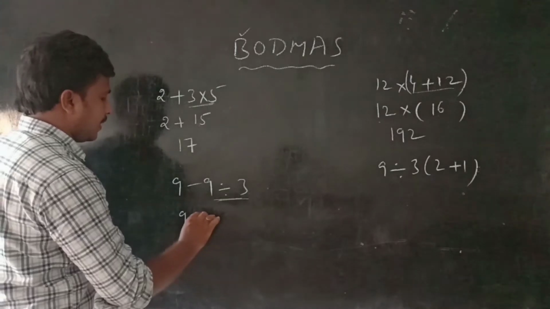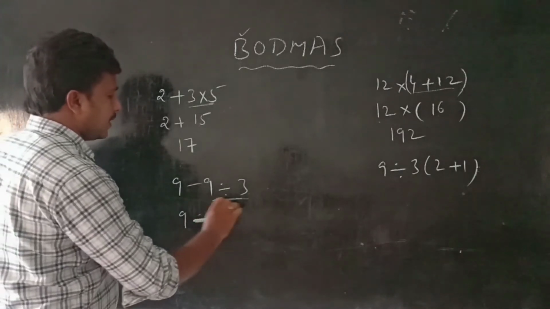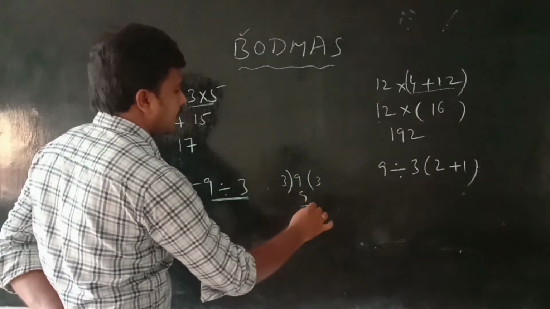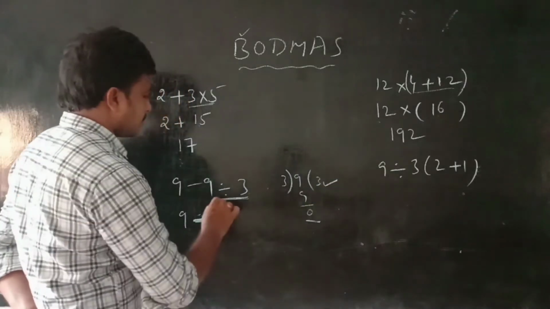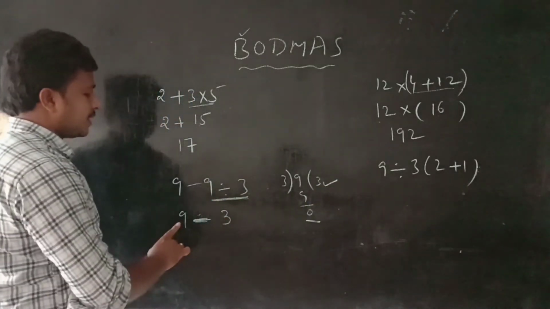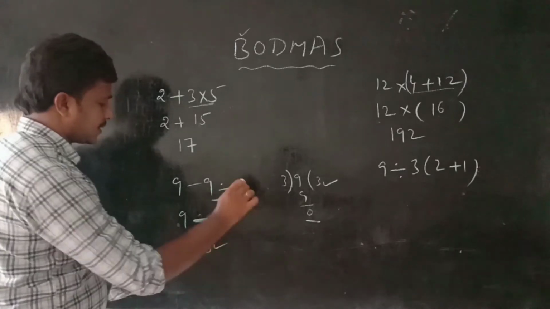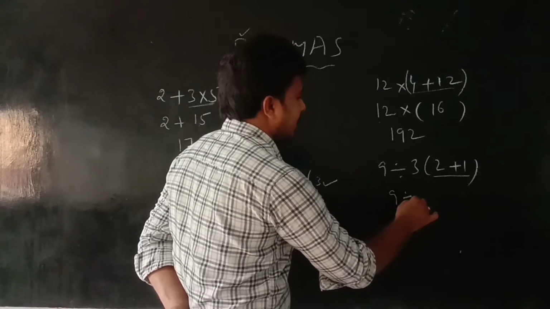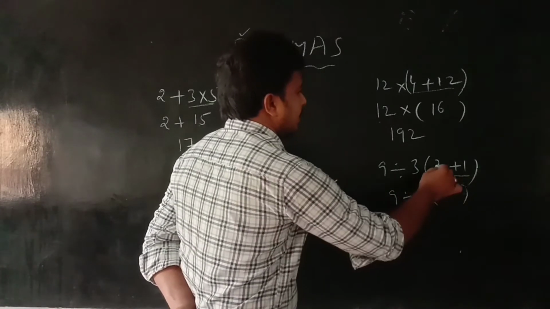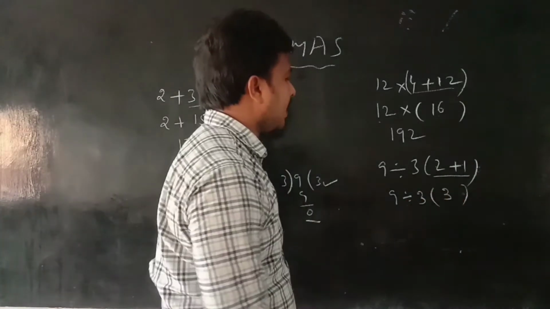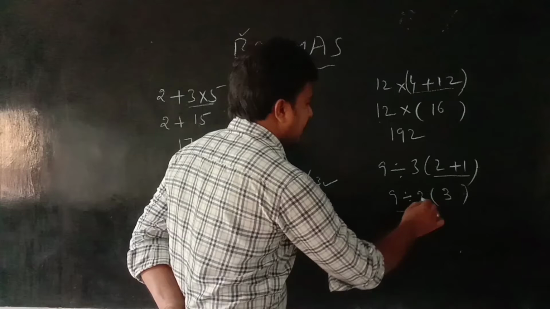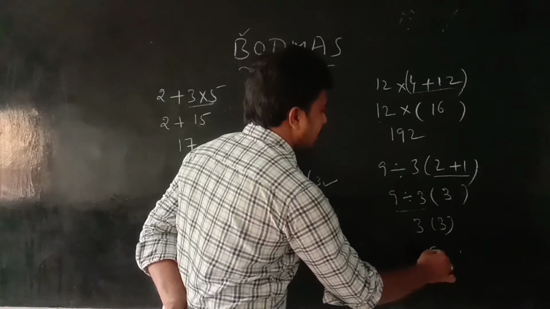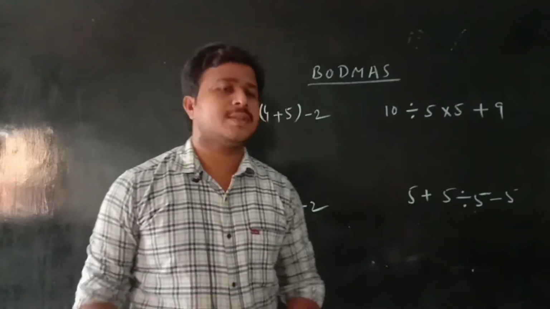In this third example, first of all we have to do division. So 9 minus 9 divided by 3. 9 divided by 3 means 3 3s are 9, remainder 0. So quotient 3. So 9 divided by 3 is 3. After that the subtraction, 9 minus 3 is equal to 6. In the fourth example, first of all solve brackets. 2 plus 1, 3. After that we have to do division. 9 divided by 3 is 3, 3 3s are 9.